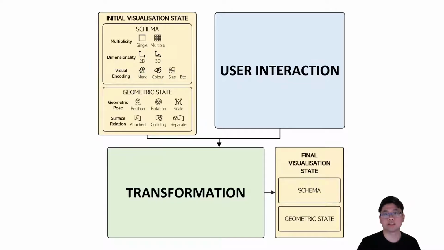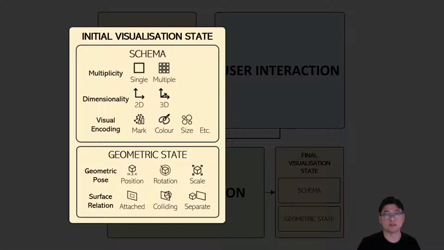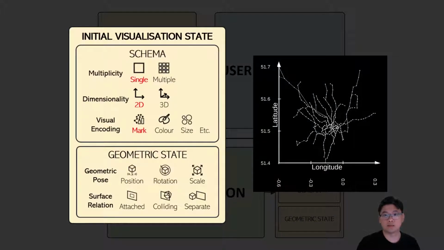Within these, we need to consider both the visualization schema and geometric state. The schema is how the visualization itself maps data to graphics, including its dimensionality, multiplicity, and any other particular visual encodings that may be required. For our shortest path example, this is simply a single view 2D network.